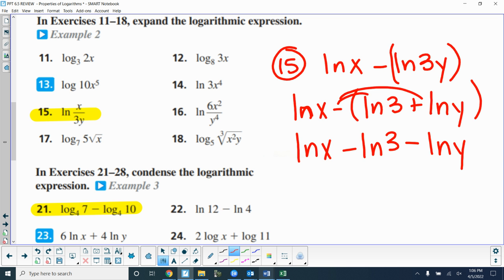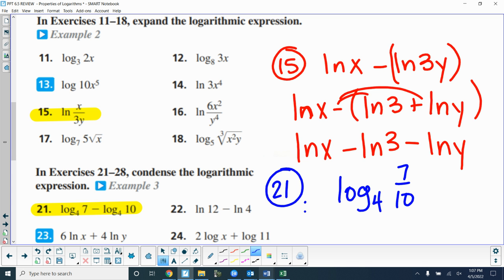Okay, so the other one, 21, we're going the other way. I've got 2 logs. I'm going to make it into 1 log. Since it's subtraction, I can write 7 and 10 as a what? A fraction, right? Because a fraction is a division problem, right? So we're going to keep it log base 4. And then we're going to put 7 over 10. That's all. That easy. Okay?